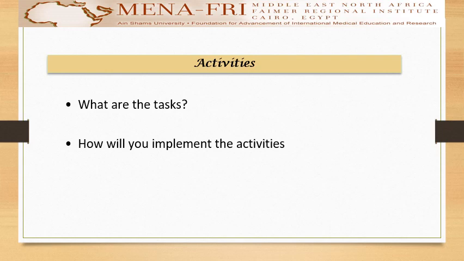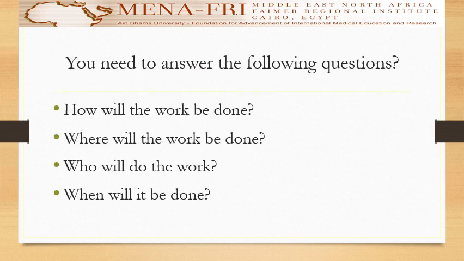After discussing the objectives, we are going to talk about the activities. Now, we would like to achieve things like planting the garden. In order to plant that garden, what are the tasks? How am I going to implement the activities? How can I plant this garden? I have to be highly specific in determining the activities to be done. So you need to answer the following questions.